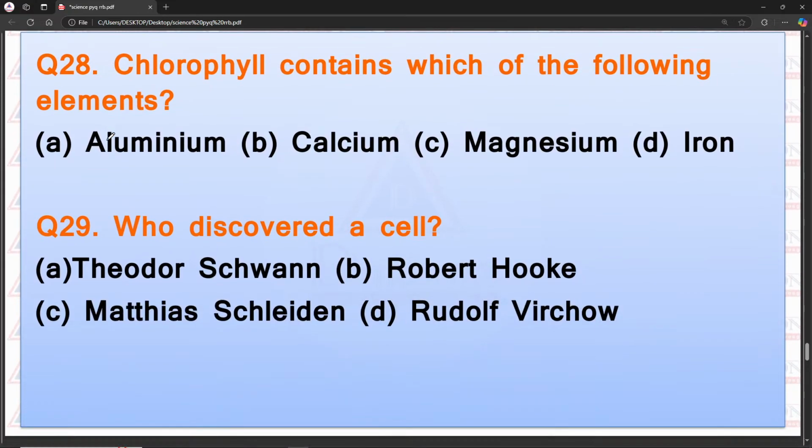Next one is 28. Chlorophyll contains which of the following elements? Option A, aluminium. Option B, calcium. Option C, magnesium. And option D is iron. So chlorophyll contains actually magnesium. Without magnesium, chlorophyll cannot be formed.